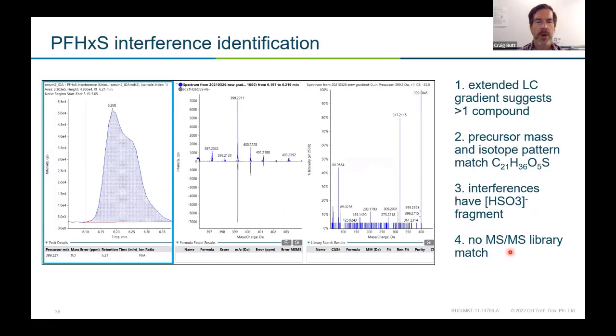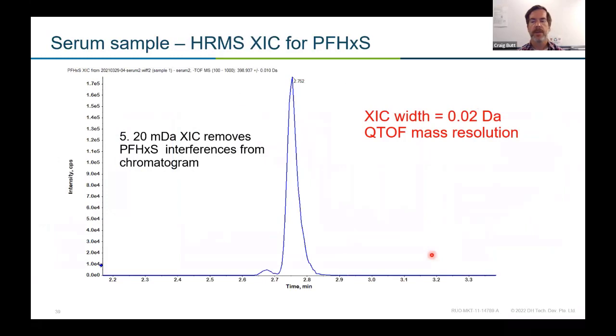So when we look at it and we try to understand in a little more detail what may be there, it's kind of hard to see or hard to identify. We don't have a consistent match in a library database, so we don't know exactly what it is, but we do have some indications as to what the structure may be based on the fragmentation pattern. And again, if we take that accurate mass and extract it with that 20 millidalton window, you can see those interferences are not present. And that's taking advantage of the high resolution instrument.